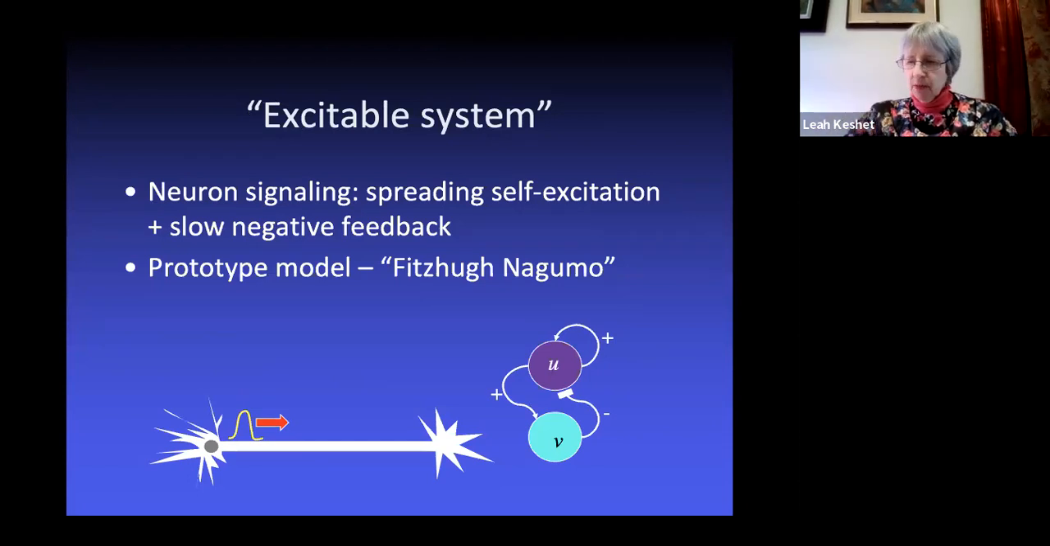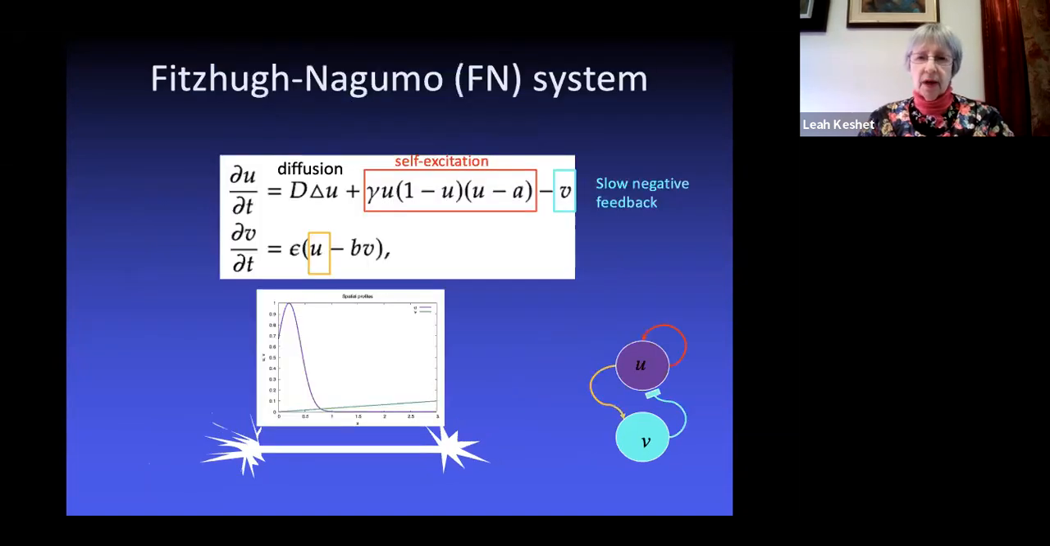And you'll see that spiral waves will come up in some of what I tell you as well. So I'm sure a lot of you, especially those of you who have worked with neurophysiology, know about the idea of excitability and the fact that, for example, in neurons, you've got these spreading self-excitation waves, and a prototype model for these has been the FitzHugh-Nagumo model, which is a kind of elegant simplification of a much more complicated model by Hodgkin and Huxley.